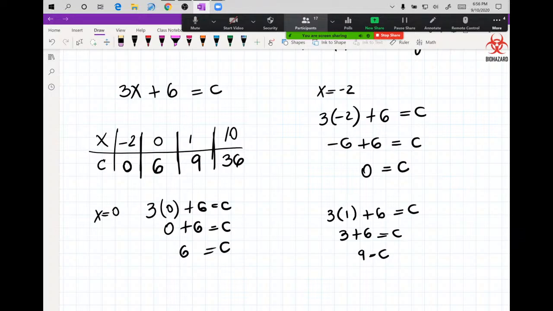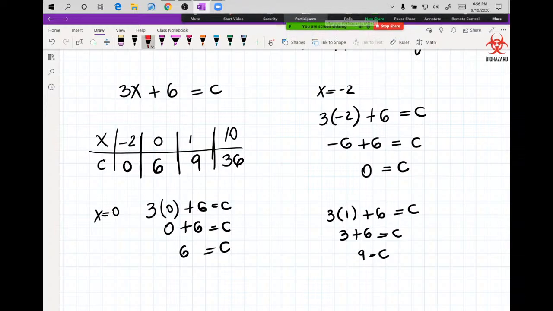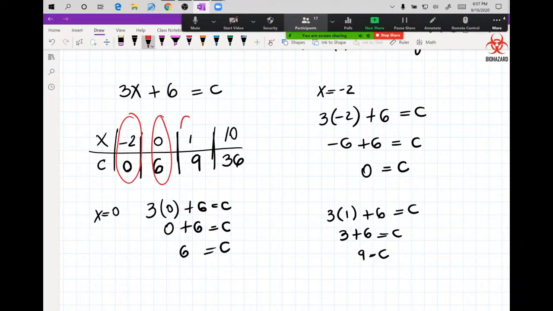Oh no, I picked them. Those are just randomly chosen values that we plug in. Good. So the pairs are vertical here, right? So that's the pair, that's the pair, that's the pair. So it's like an input and an answer, right? You plug in -2, 0 comes out. You plug in 0, you get 6. You plug in 1, you get 9. Cool?